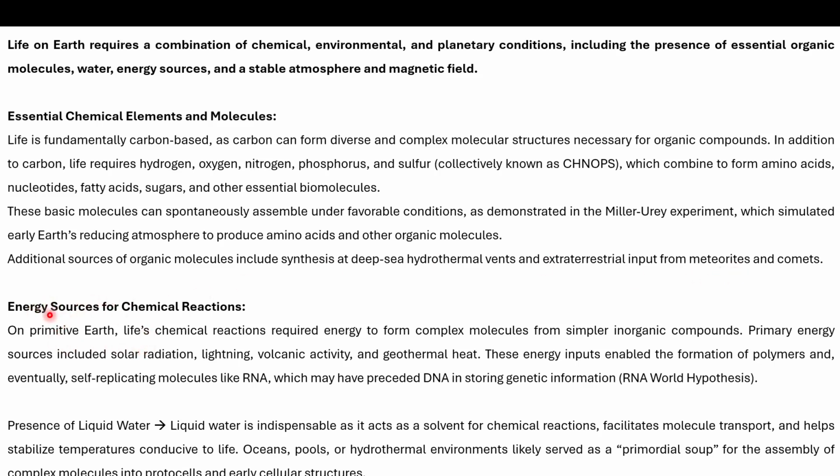So, on primitive Earth, what might be the energy sources for carrying out these chemical reactions? Primary energy sources included solar radiation, lightning, volcanic activity, and geothermal heat. And these energy inputs enabled the formation of polymers and self-replicating molecules like RNA, which might have preceded DNA in storing genetic information. This is also what is hypothesized in the RNA world hypothesis, which suggests that the first biomolecule to originate is RNA, because it can self-replicate, even before DNA.